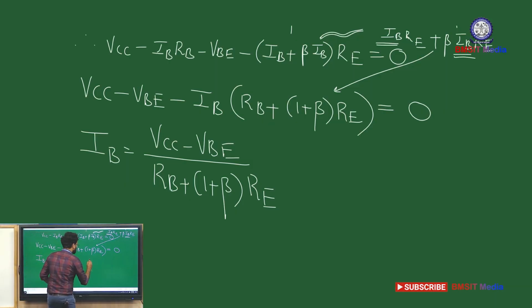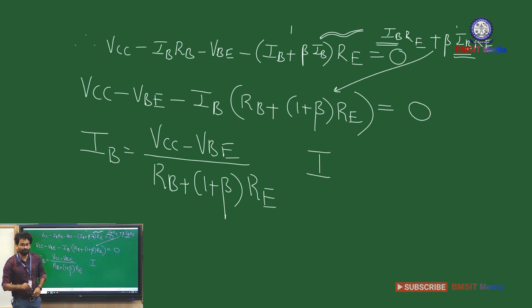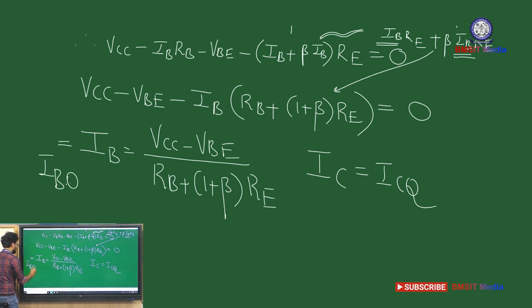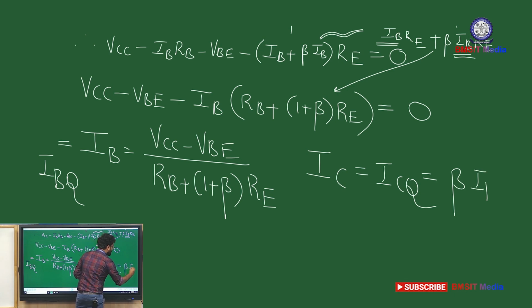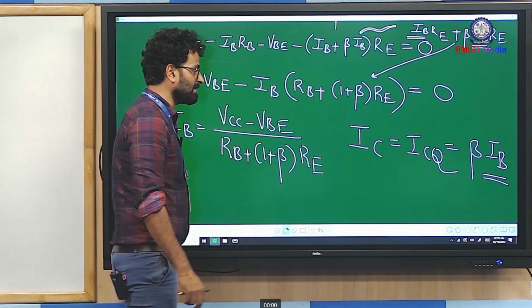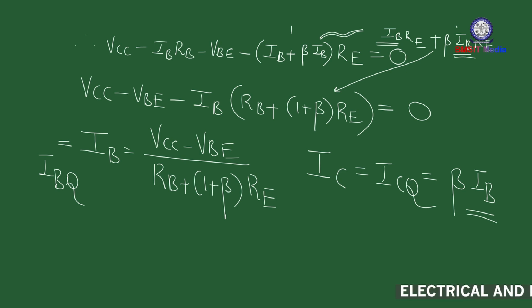Once IB is known, you can find the quiescent value or the Q value of collector current IC, which is nothing but ICQ. And this IB can also be considered as IBQ. IBQ, IB, it's one and the same, don't worry. So IC is equal to ICQ is equal to beta times IB. IB you have already calculated. Just multiply IB with beta, that will give you the collector current IC, which can also be considered as ICQ. So that's your input circuit analysis or base emitter loop analysis.